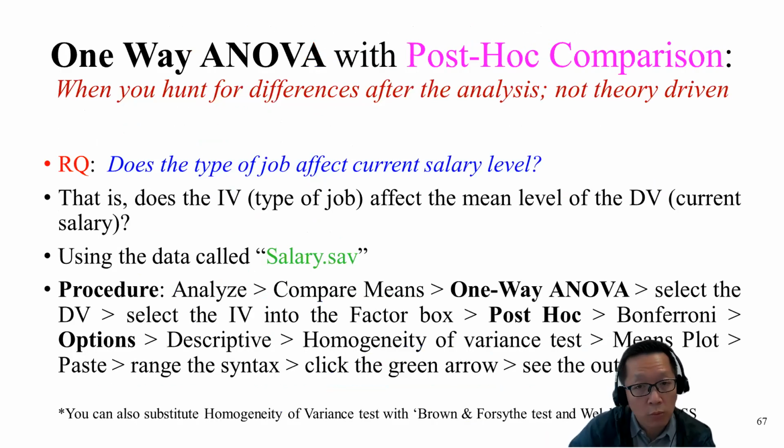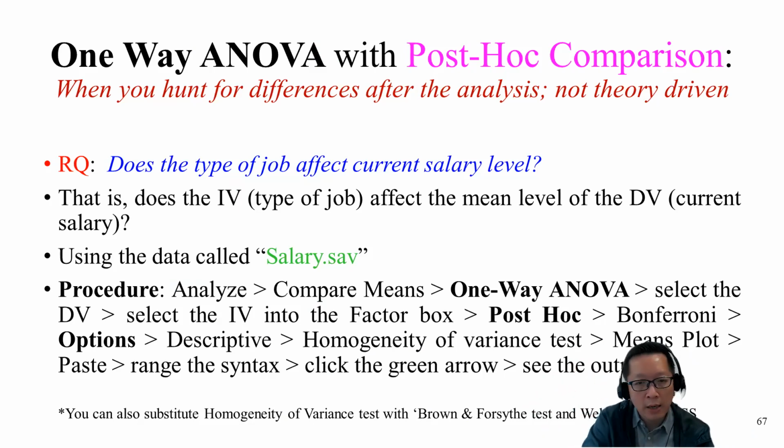So one-way ANOVA, this is what we are looking at in this lecture. For post-hoc comparison, you hunt for differences after the analysis. So you don't have a very strong theory to start with before the experiment. So still, we are using this Salary.sav data file. We want to know whether the type of job affects the current salary level. So type of job is categorical, but it's more than 2 types. There are many different types in that Salary.sav file. Have a look. And salary level is the dependent variable and it's metric or continuous, right?